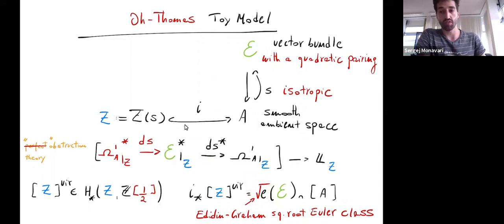The second feature, which is very nice in this toy model, is that it's really explicit in a sense. This virtual fundamental class, no matter how S is behaving, we know we can push it onto the smooth ambient space, and we know on the smooth ambient space what it is. And it's again given by a characteristic class, just that this characteristic class is not as simple as before. It's not just the Euler class of your vector bundle, but it is the square root Euler class, which is a characteristic class that was defined by Edidin-Graham for vector bundles with quadratic pairings. I'm going to explain a little bit more later how to work with these square root Euler classes.